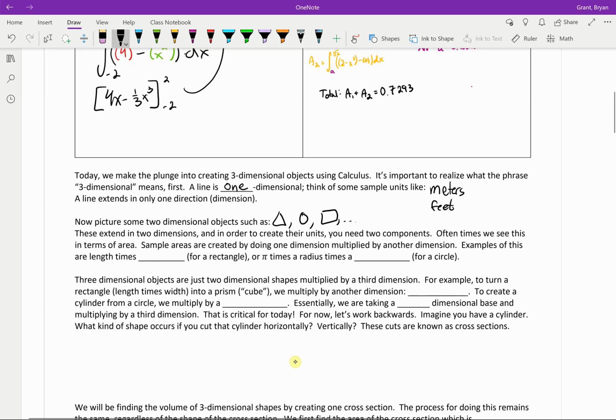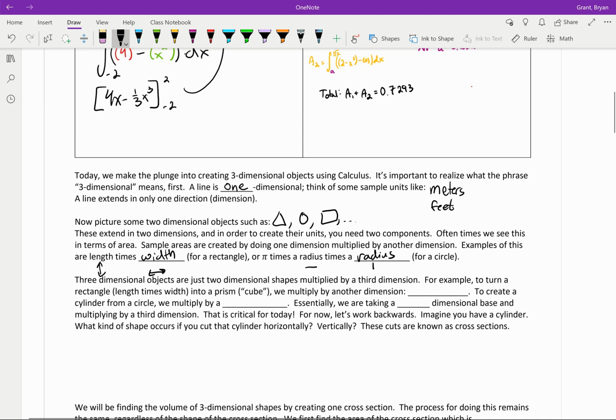So oftentimes we see this in terms of area. For example, areas for two-dimensional shapes are always created by taking one dimension and multiplying it by another dimension. For example, a rectangle is the length times the width. Each of these is one-dimensional. You could have the length of a line times the width of a line, two dimensions, two directions if you want. You could also have pi times a radius squared, so it's a radius times a radius, right? A radius goes in one direction, a radius goes in another direction. You multiply them together to get two dimensions.